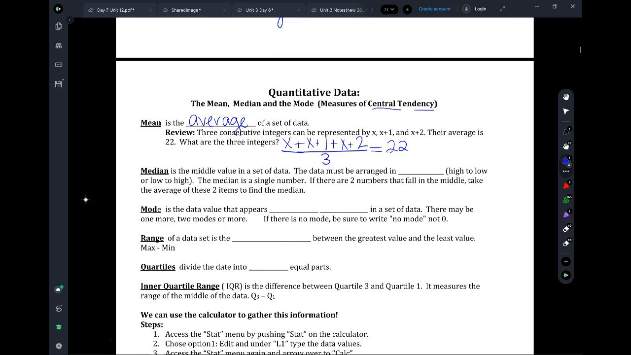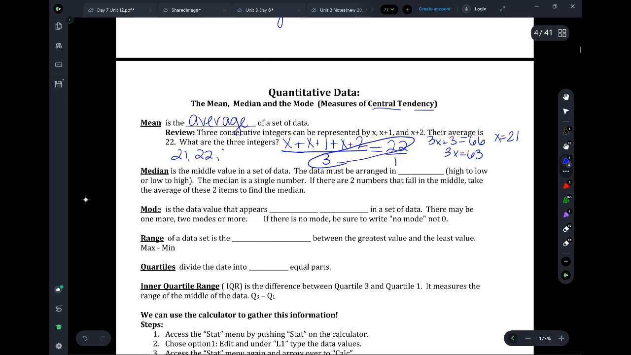Well, in the numerator, I can combine like terms to get 3x plus 3. And if I try to conserve some space here and cross multiply, I'm going to set that equal to 66. Subtract 3 to the other side, divide by 3, and I get x equals 21. So what are the 3 integers that would average out to 22? My 3 consecutive integers would be 21, 22, and 23. Now you may have thought of that off the top of your head, but this is how you would find the average by hand for anything if needed.